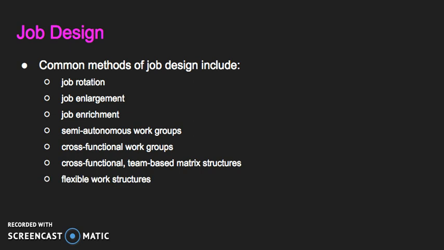And finally, we've got flexible work structures, where employees are offered flexible options to meet personal needs: casual, part-time hours, job sharing, flexible working hours, telecommuting.